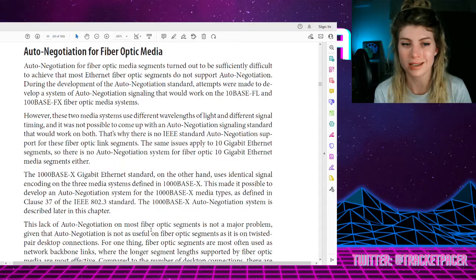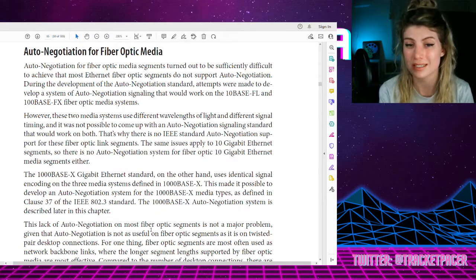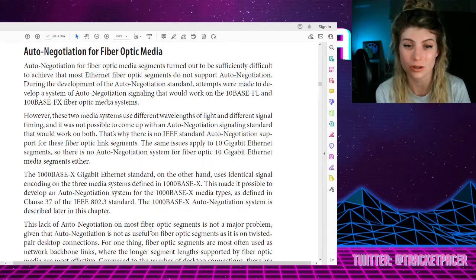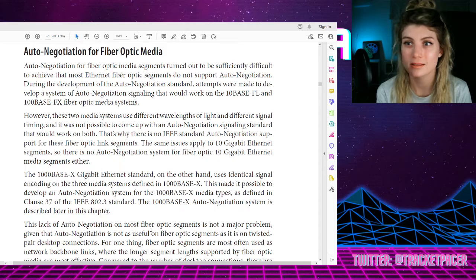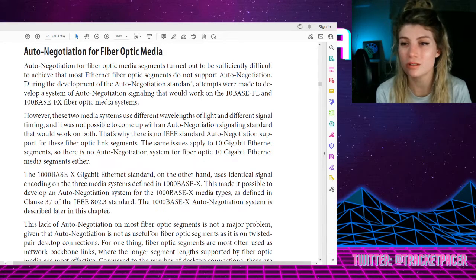The same issues apply to 10 gigabit Ethernet segments, so there's no auto negotiation system for fiber optic 10 gig Ethernet media segments either. Is this still true today? Because once again, this book is from 2006. It's like 20 years ago.